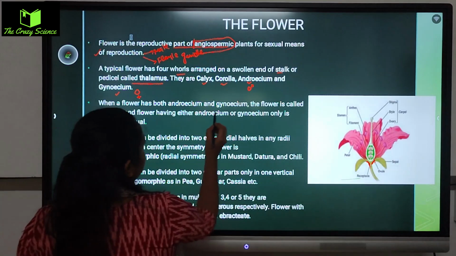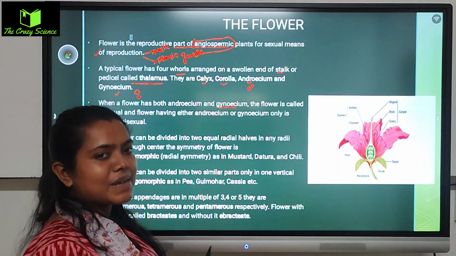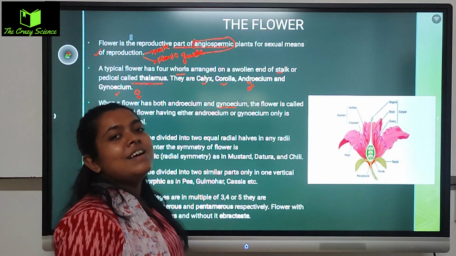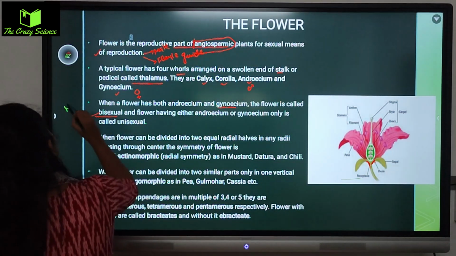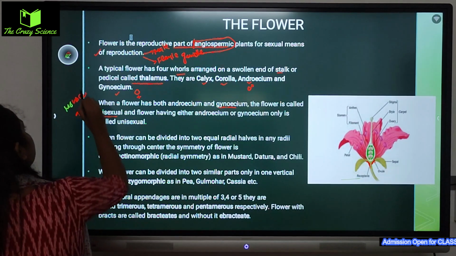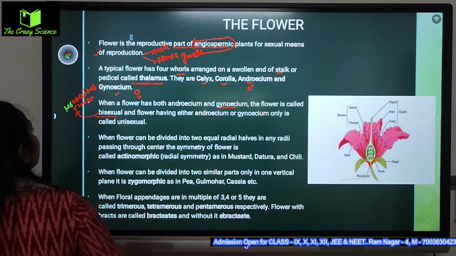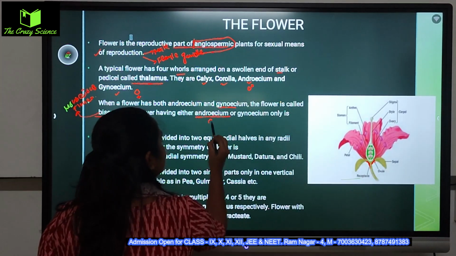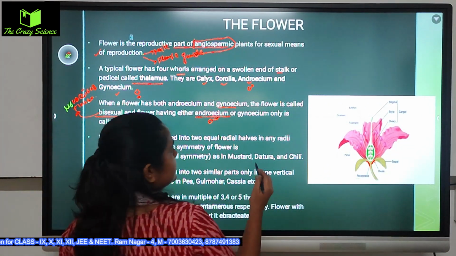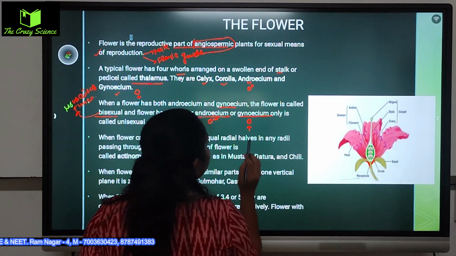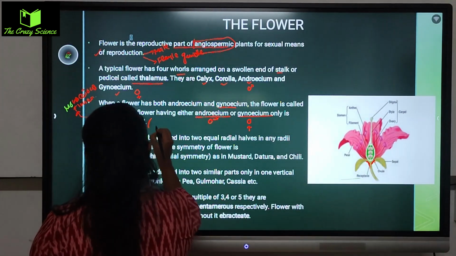When a flower has both androecium and gynoecium together, when in a flower both male and female parts are present, that particular plant is called bisexual. This is called the bisexual or the monoecious flowering part. And a flower having either the male reproductive part or the female part, any one only, is called unisexual. Another name is dioecious.